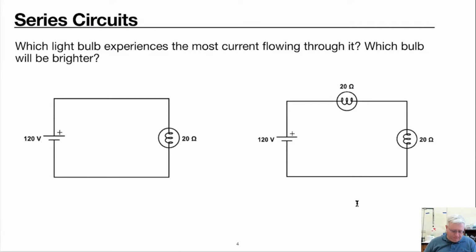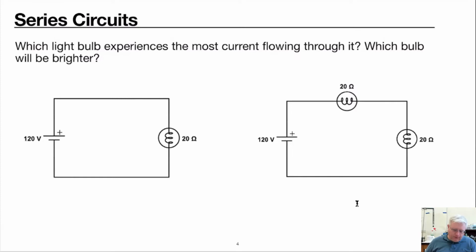And so when you see 120 volts, you kind of think, okay, maybe we're dealing with something that's plugged in here. Maybe it's not actually a battery, maybe it's some other power source. And so can you tell which light bulb experiences the most current flowing through it, and which one would be brighter? Okay, so remember that the current's the same everywhere in a series circuit, but the voltage splits up.